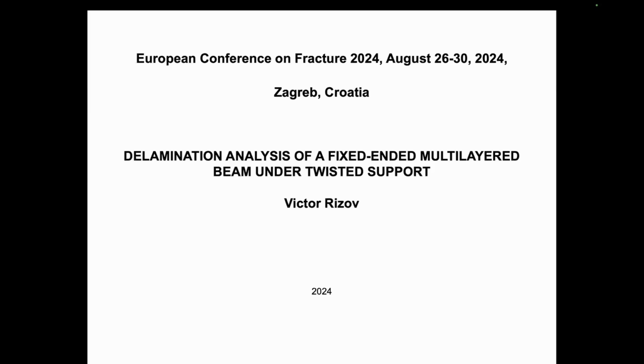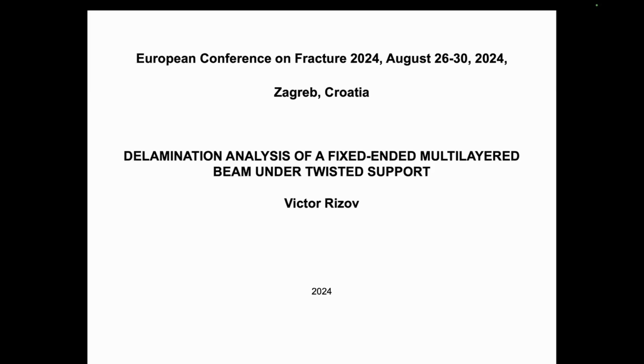The layers of the beam are of different materials and may have different thickness. Besides, the layers are inhomogeneous along the beam length. The cross-section of the beam is a rectangle. Both ends of the beam under consideration are fixed. Therefore, the beam represents a statically indeterminate structure.